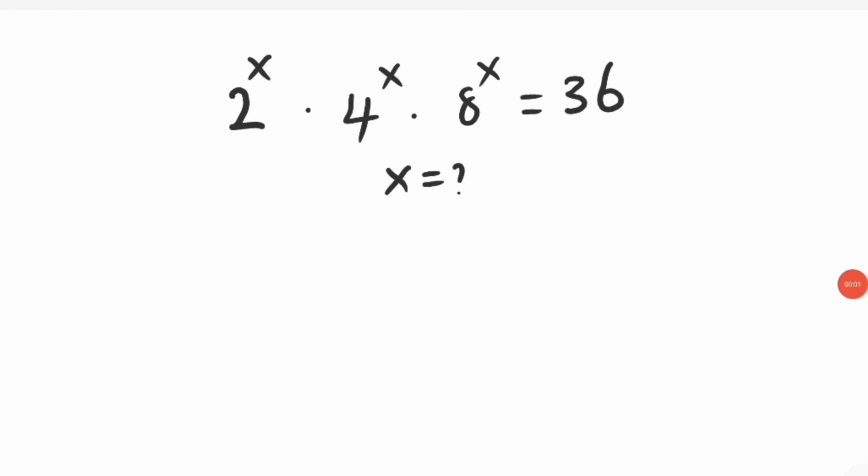Hello, you are welcome to solve this nice math problem. We have 2 raised to power x multiplied by 4 raised to power x multiplied by 8 raised to power x is equal to 36. We want to find the value of x from this equation.